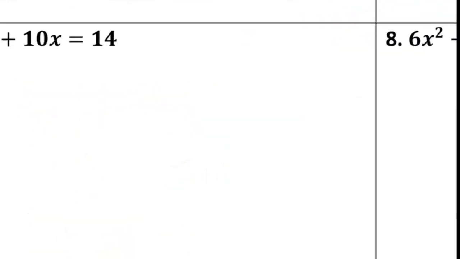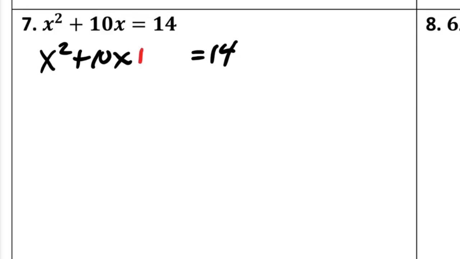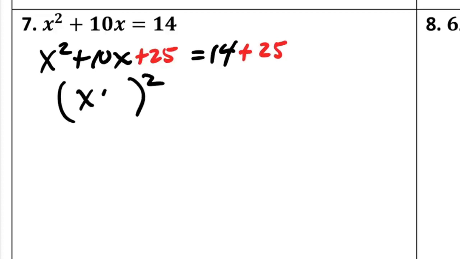Number 7. Could you complete the square? X squared plus 10x, leave a space, and it equals 14. The number that completes the square is half of 10, which is 5, squared, which is 25. 25 on both sides. That makes the left side factorable as x plus 5 squared. Just take half of 10 to fill it in, and that equals 39.